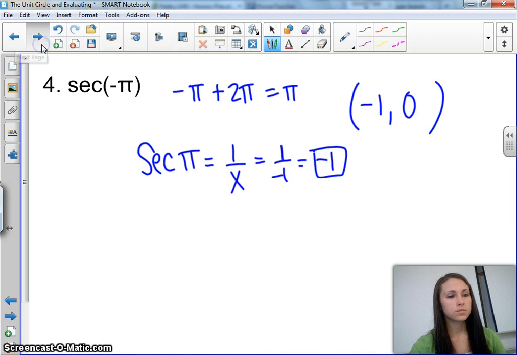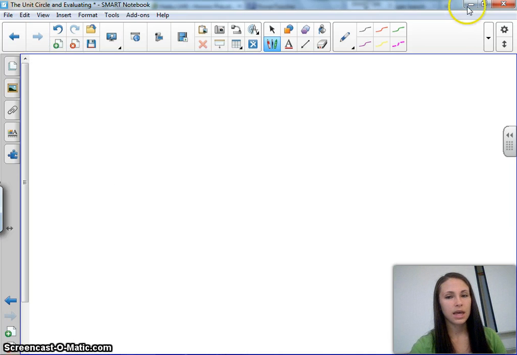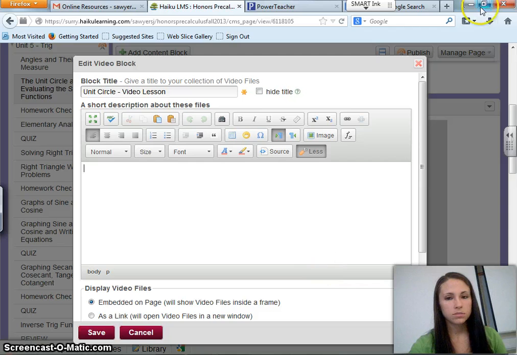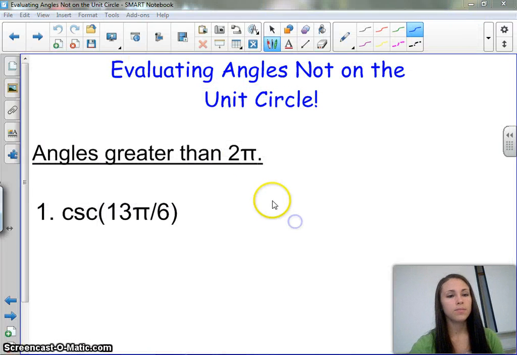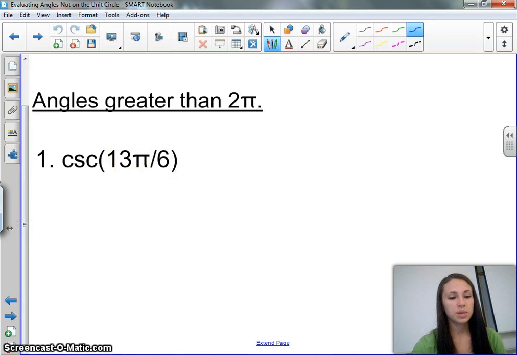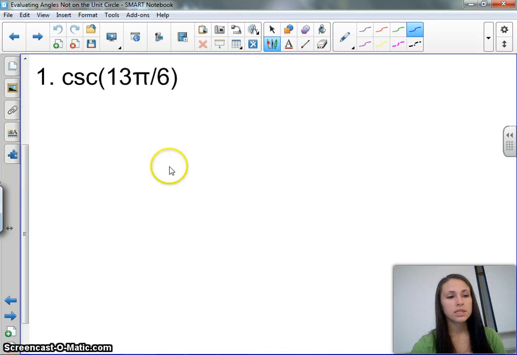Alright, so those are how we evaluate negative angles. Now we're going to look at angles that are not on the unit circle. We looked at negative angles. Now we're going to look at angles that are bigger than 2 pi. If you have an angle that's bigger than 2 pi, you're going to do the exact opposite of what you did whenever you had a negative angle.